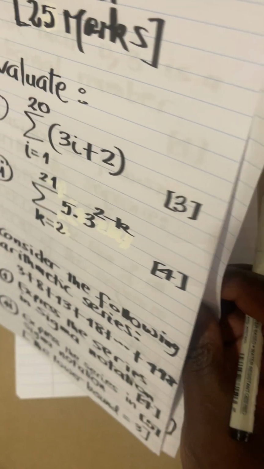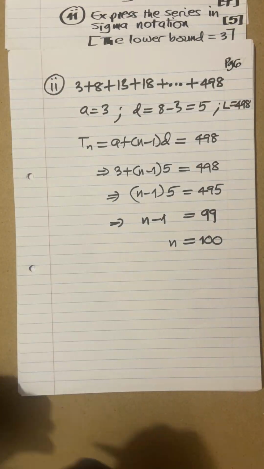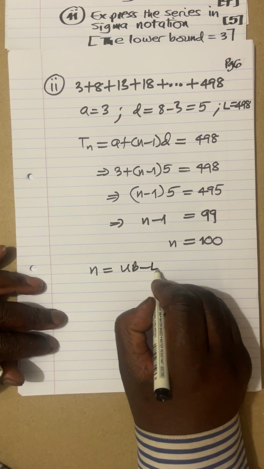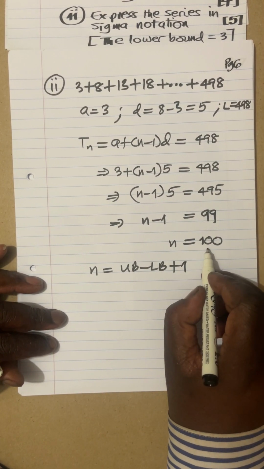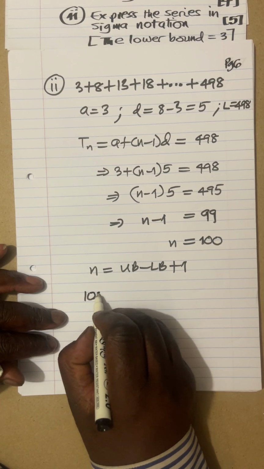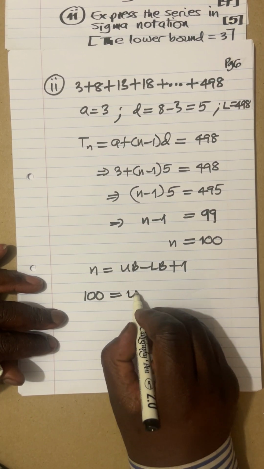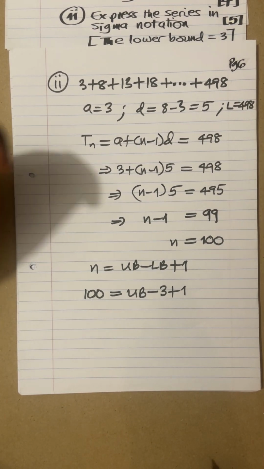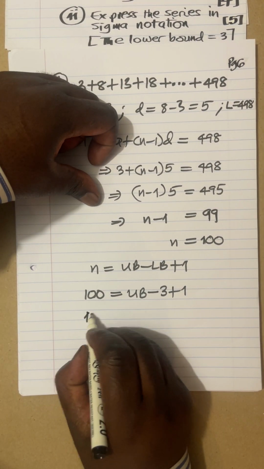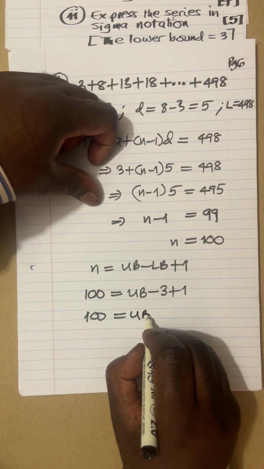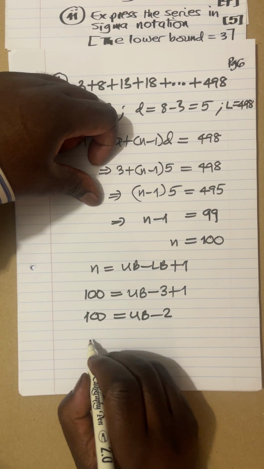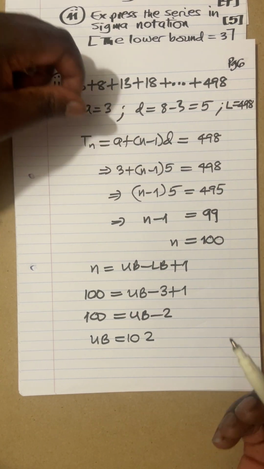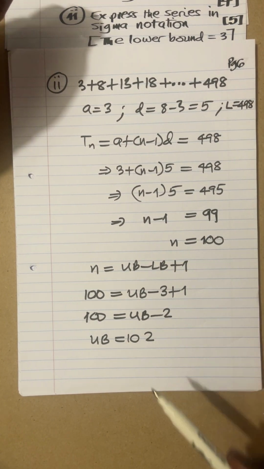So we are now going to say, we know the formula. The number of terms is upper bound minus lower bound plus 1. The number of terms has been worked out, so that's 100. Upper bound we don't know. They are telling us that lower bound must be 3. So this is what you have. So we have to determine the upper bound. So that's 100 equals upper bound minus 2. Add 2 on both sides. You'll agree with me that upper bound equals 102. So we're going to say from n equals 3 up to 102.